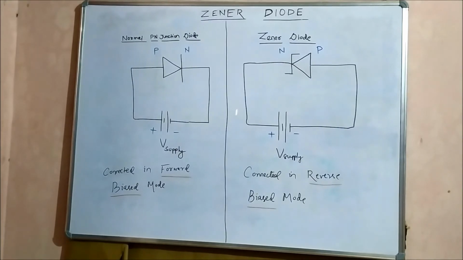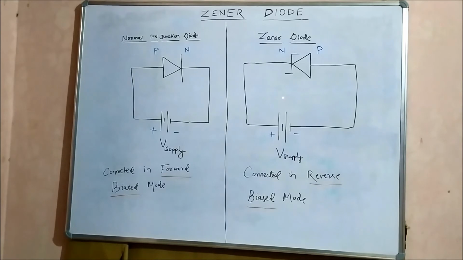Now, whenever a diode is connected in this form of arrangement, it is called reverse biased mode. So, a Zener diode is always connected in reverse bias mode so that we can achieve breakdown of the diode, so that we can reach the Zener voltage. For that purpose alone, the Zener diode is always connected in reverse bias mode. Breakdown cannot occur in forward bias mode. Breakdown can only occur in a reverse bias diode.